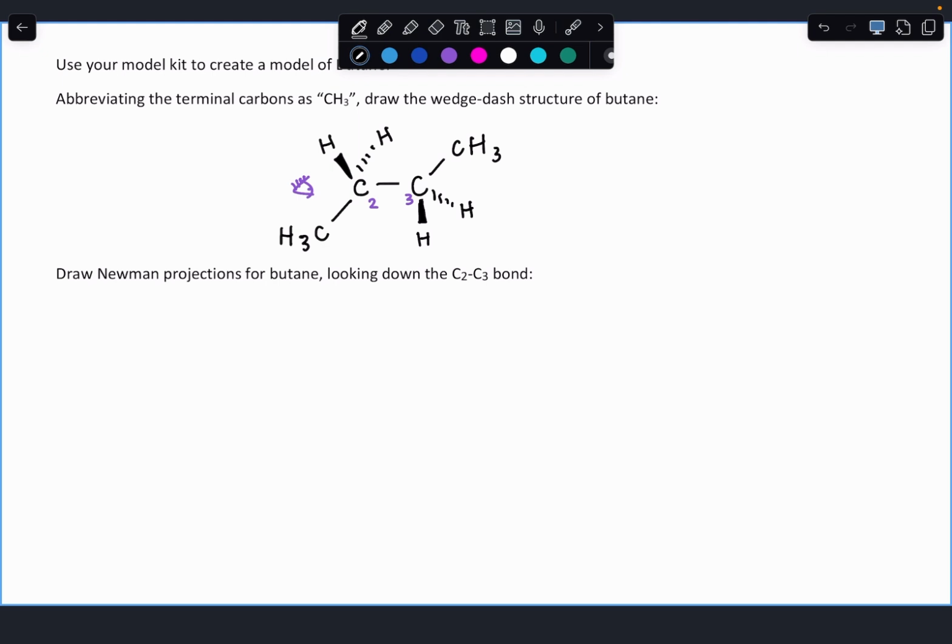And then how about we take a minute or 2 and you try drawing the Newman projection based on this wedge dash structure. So I'd start by drawing a circle and then think about the carbon in front, carbon 2. Where are those bonds pointing? And then do the back. Or if you find another method useful, that's fine. That's just what I would recommend.